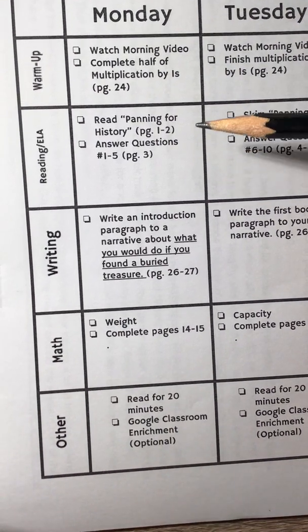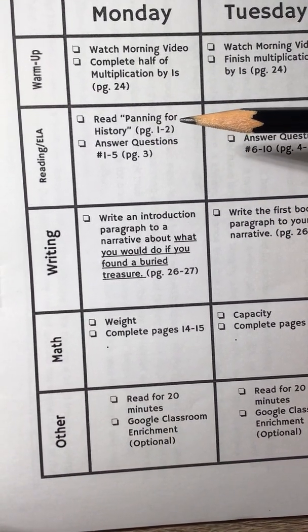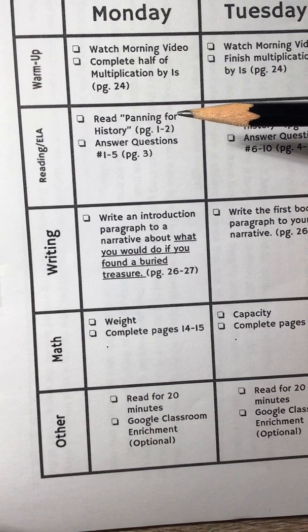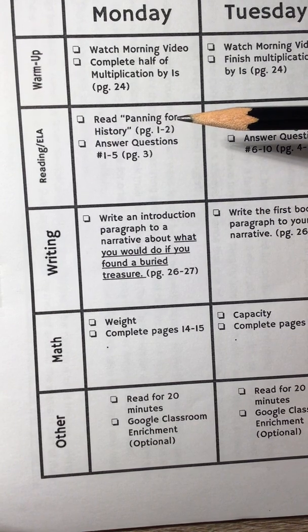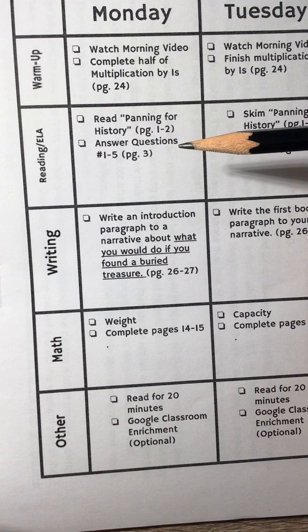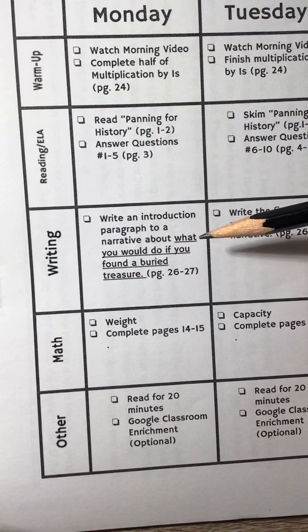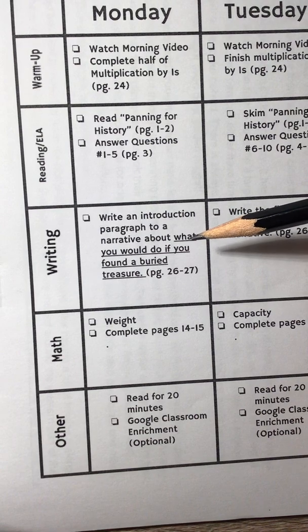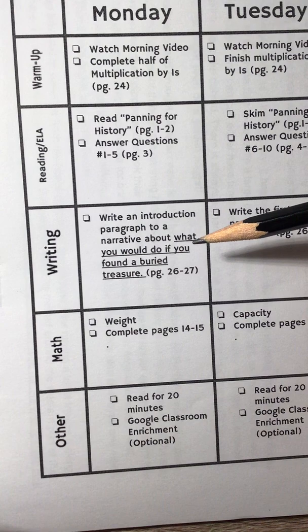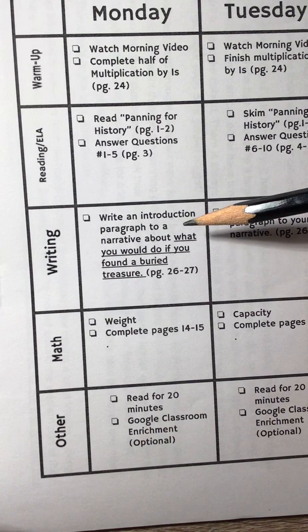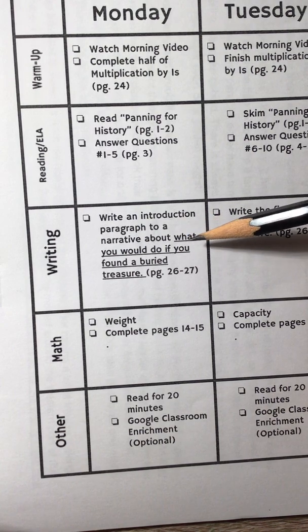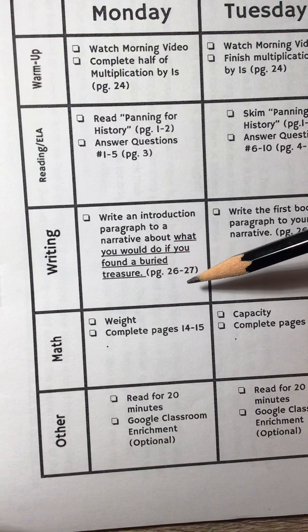And then what you're going to do for reading is those familiar ReadWorks for you. So it's Panning for History. It is about gold panning, and you're going to answer questions 1 through 5. And then we changed up the writing so that it is one topic all week, and by Friday you will have a full narrative. So you're going to write your introduction paragraph to a narrative about what you would do if you found a buried treasure.